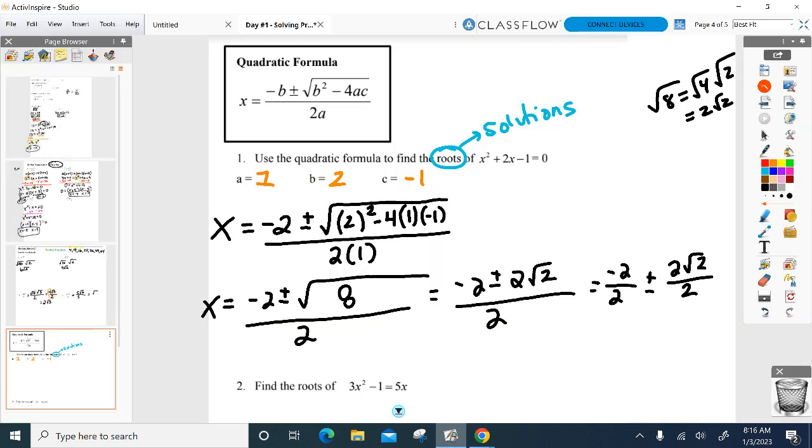Help me out. Negative 2 over 2 plus or minus. What cancels out here? The 2's. So it's just left with what, Nate? There's my final answer: negative 1 plus or minus radical 2. Whew.